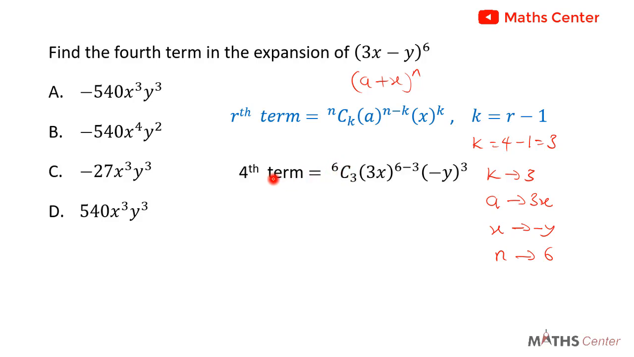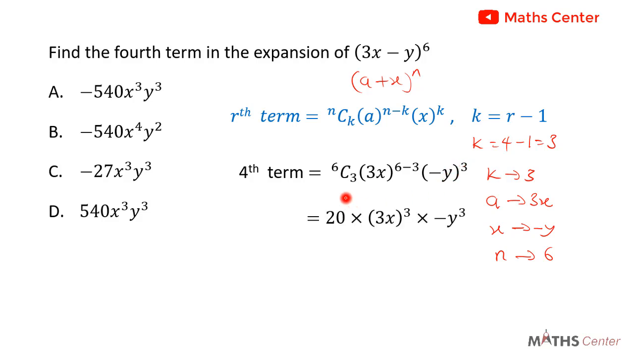So n is 6. Now let's substitute this into the formula. We are looking for the fourth term. So the fourth term will be n, which is 6, combination k, which is 3. A, which is the first term, is 3x. So 3x exponent n is 6 minus k is 3. Then times x, which is the second term, is negative y. So negative y exponent 3.